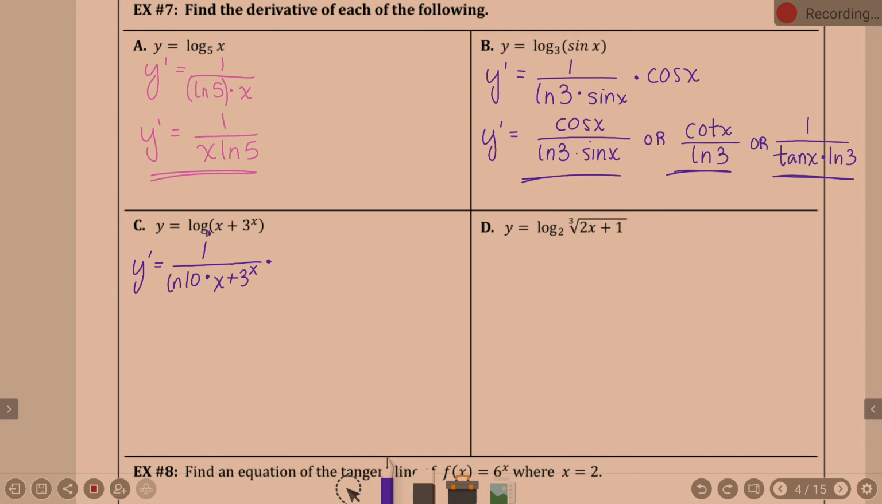What's the derivative of x? 1. Plus, what's the derivative of 3 to the x? Natural log of 3 times 3 to the x. That's the rule we just learned, isn't it? There's not a whole lot of cleanup to do here, but the cleanup that probably should be done is making this into one fraction, because that piece at the right, when you multiply it by this fraction, can go on top. So I can say 1 plus 3 to the x, natural log of 3, all divided by natural log of 10 times x plus 3 to the x. I just realized that x plus 3 to the x should have been in parentheses the whole time.